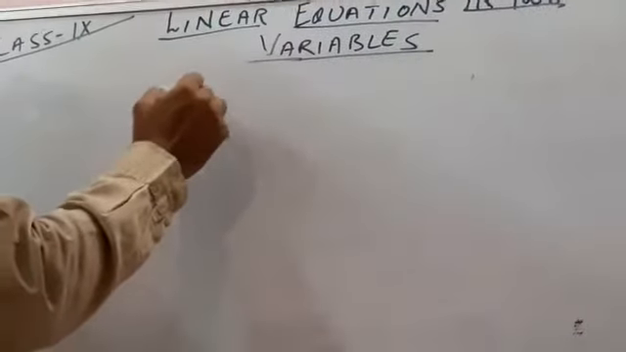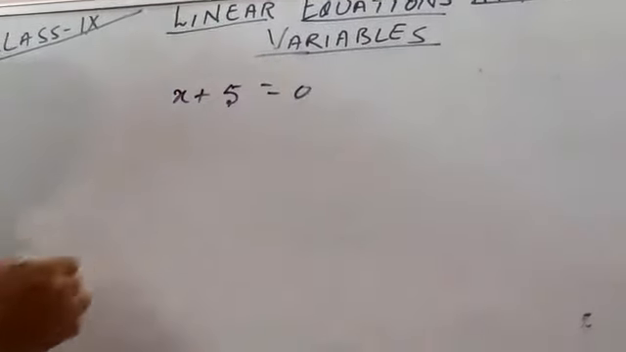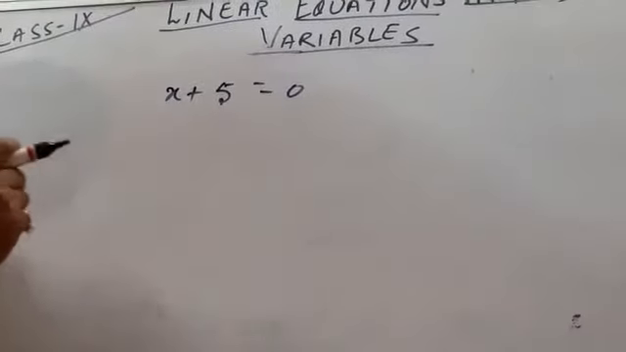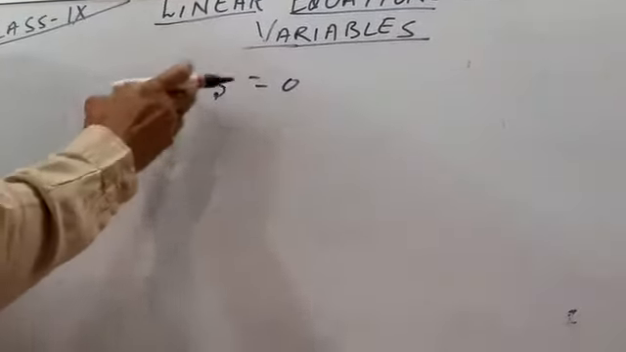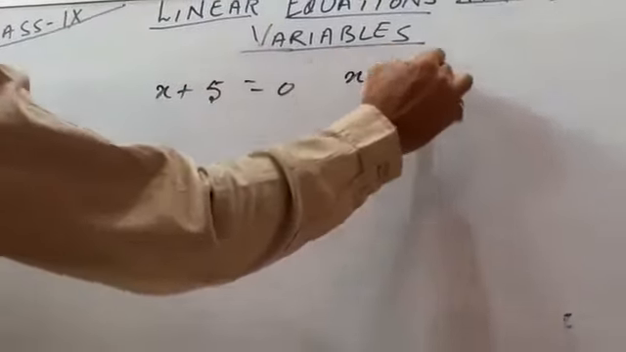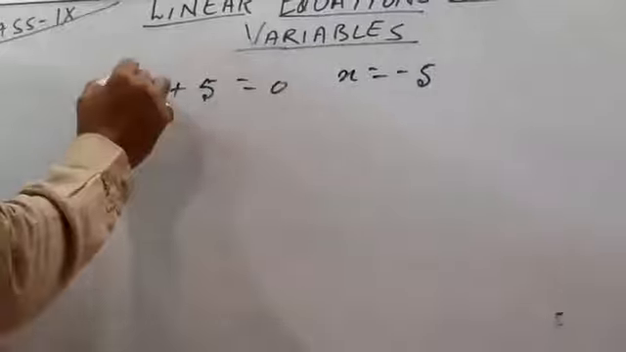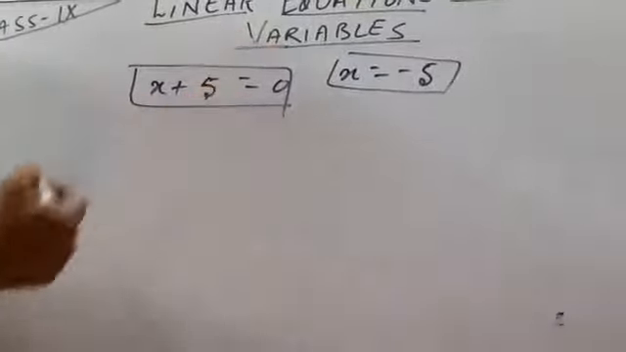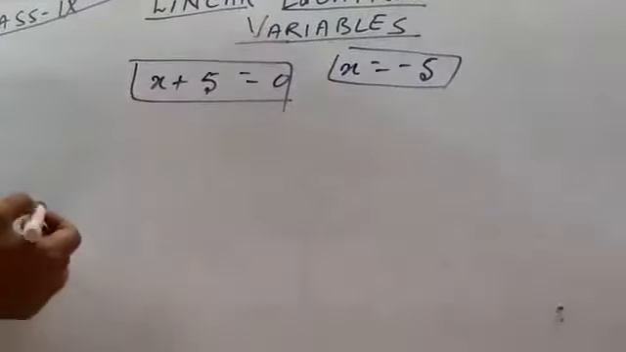Suppose x plus 5 is equal to 0, and if you need the solution of this equation, x equals minus 5 is the solution. You know, dear children, this is the algebraic situation, and solving this to get x equals minus 5 is the way to solve through algebraic methods.